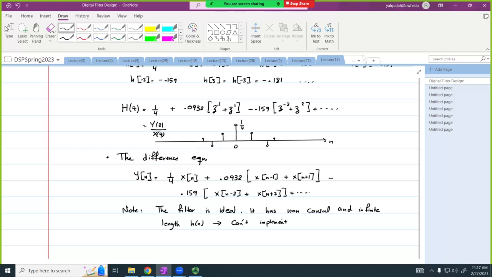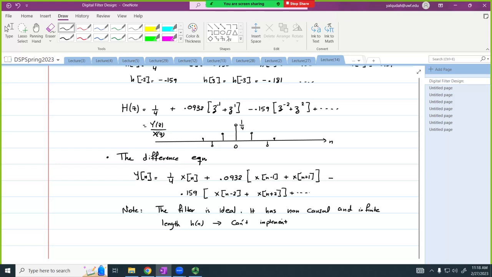What can we do if I want to do a practical implementation of this? I can chop off terms beyond a certain point, isn't it? I can say, okay, I just want a filter that has 100 terms, and I'm willing to sacrifice a little accuracy for being able to implement it. The more terms I add, the more accurate it is, but the harder it is to implement.